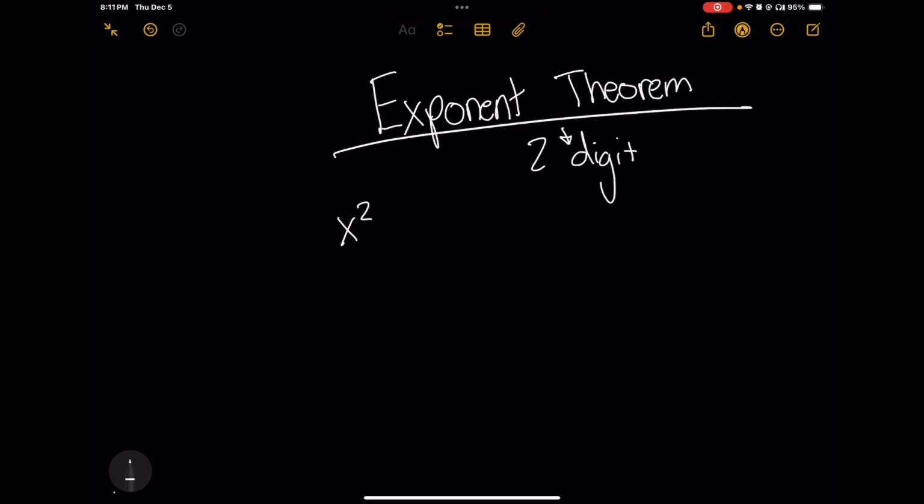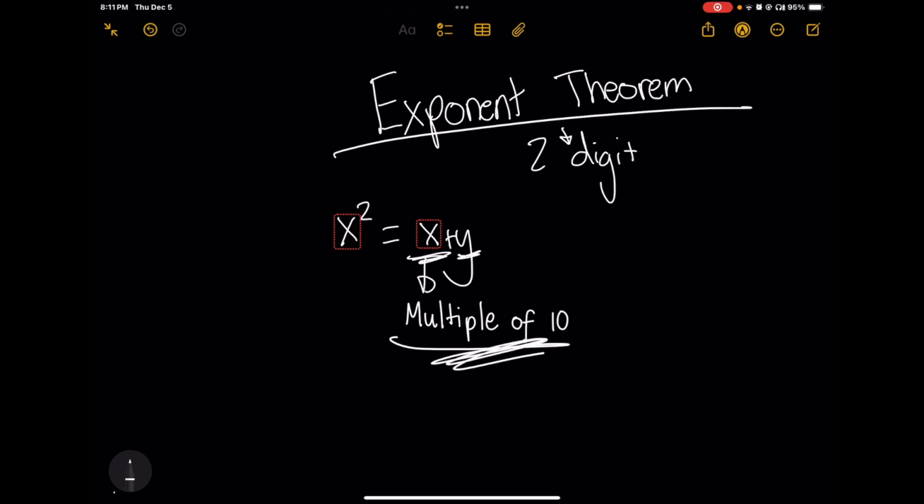Okay, there we go. So if we have x squared, we can say that x is technically x plus y, x being a multiple of 10. So this would kind of be your tens place. And wow, that actually corrected it. And then y would be your ones place.